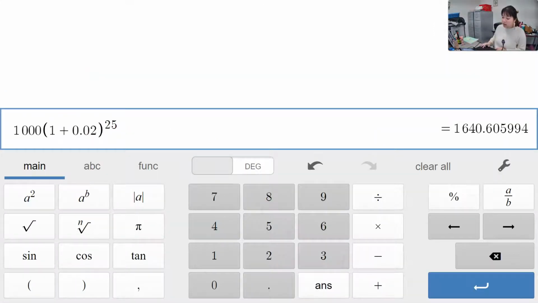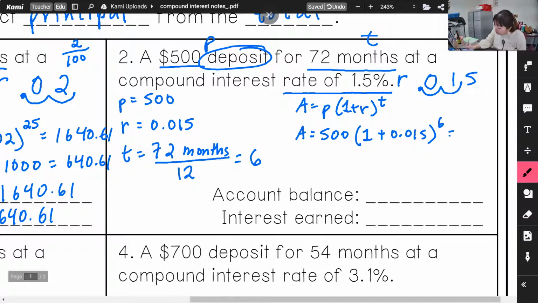And once we have this typed in, that's kind of nice because we can just use the skeleton of this formula and change the numbers. So principal becomes 500. Our rate, instead of 2%, we have 1.5%. And the time is 6 years. So it looks like now our A comes to 546.72.